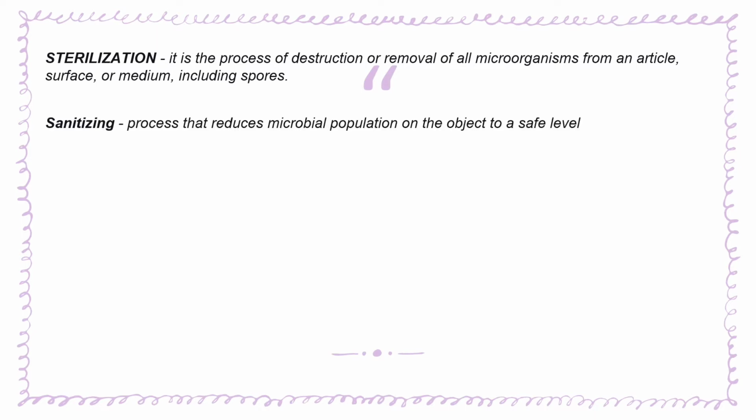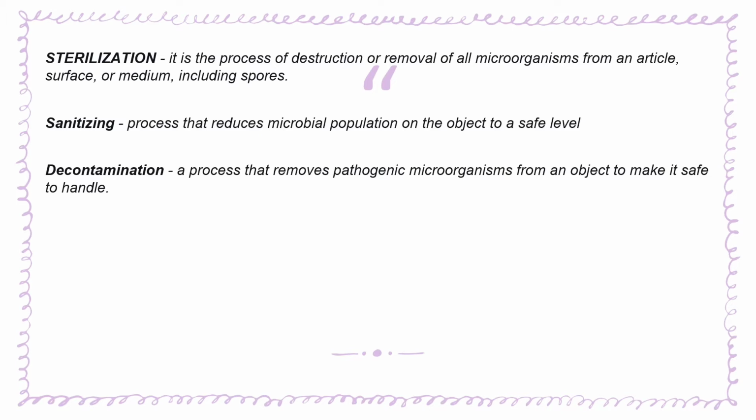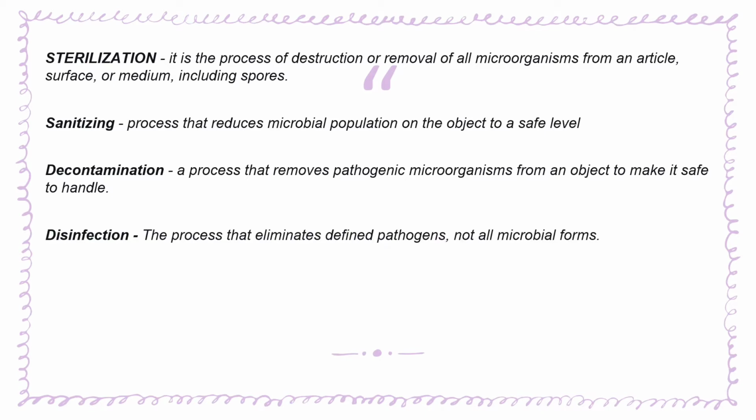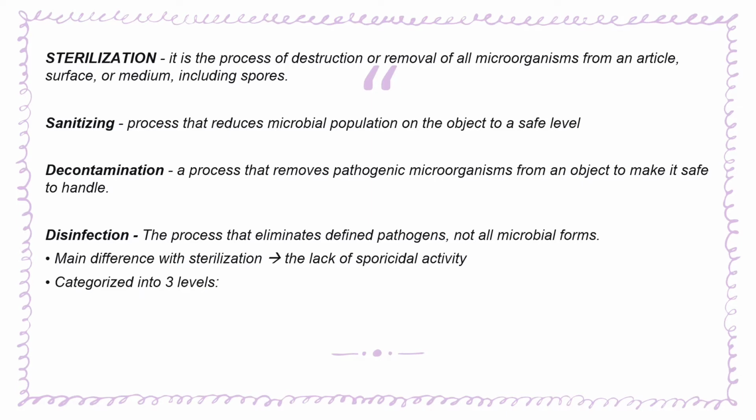Sanitizing is a process that reduces the microbial population on an object to a safe level. Decontamination is a process that removes pathogenic microorganisms from an object to make it safe to handle. Disinfection is the process that eliminates defined pathogens, not all microbial forms. The main difference from sterilization is the lack of sporicidal activity. It is categorized into 3 levels: high, intermediate, and low.